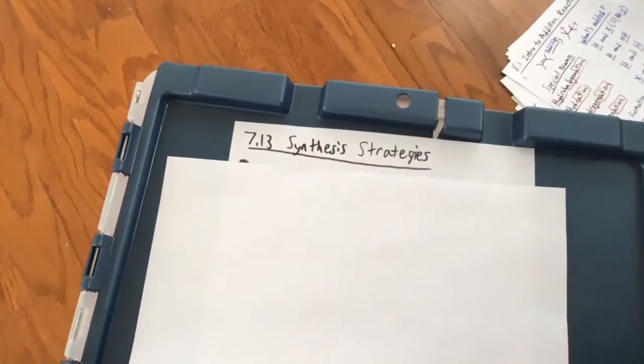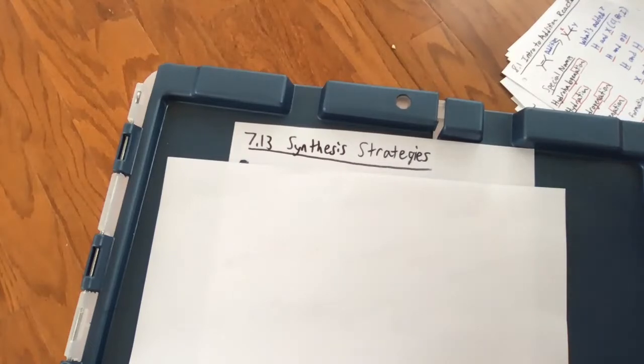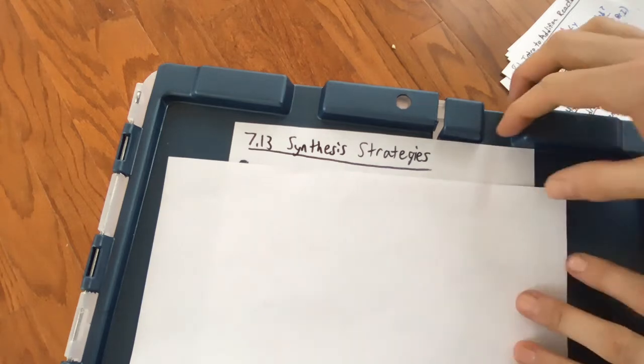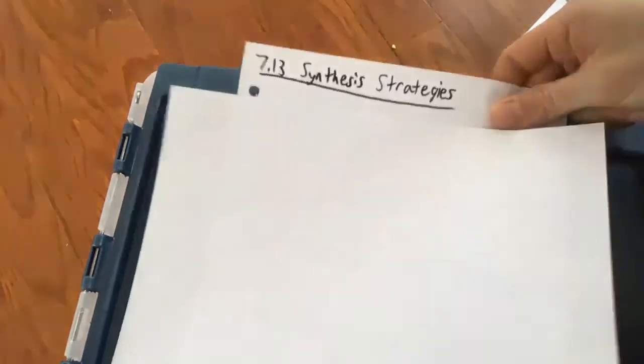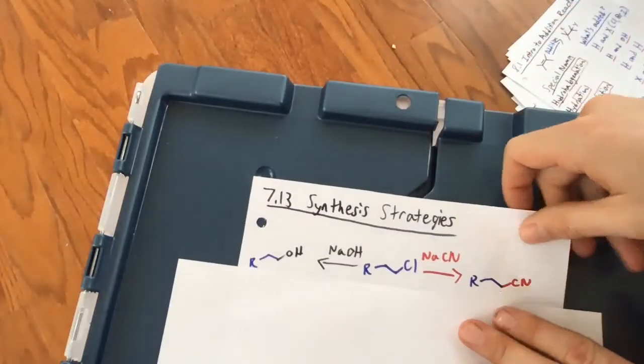So, synthesis strategies. How can we use substitutions and eliminations to make new molecules? We've already seen a few examples. In organic chemistry, we want to use reactions we know to build more complex molecules that serve some purpose for society. For instance, let's say that you have this alkyl chloride.